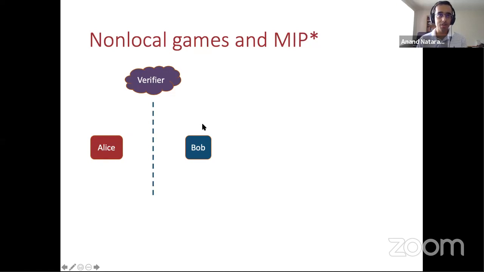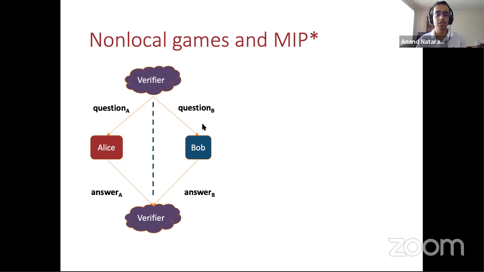During the game, Alice and Bob are spatially separated, so they cannot communicate. The verifier will come up with 2 random questions according to some distribution and send a question to Alice and a question to Bob. Alice and Bob then each compute an answer to their question and give it back to the verifier. Then the verifier will decide whether they've won or lost based on some predicate. So this is the basic setup you have in a non-local game.